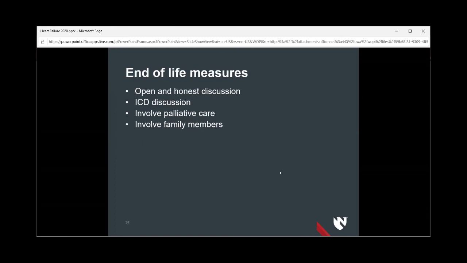And then many of these patients, for one reason or another, may or may not be a transplant candidate, may or may not want a transplant. So it's always important to have open discussions with these patients. When we're talking about end-of-life measures and talking about their wishes, you need to talk to them about their ICD. You need to give them honest discussions about the fact that you can turn off the shocking therapies, but it will still pace them if needed to. You need to be able to involve their family members.